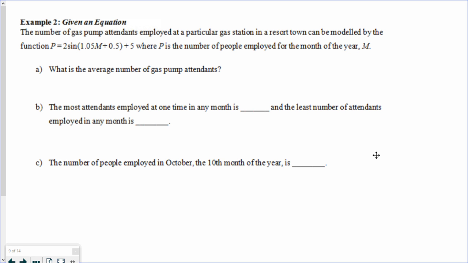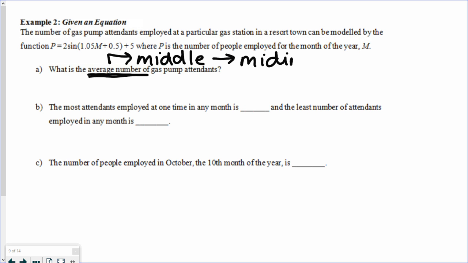From the equation, we can determine lots of different things, again remembering your characteristics from last time. A is your amplitude, B is related to the period, C is related to a horizontal shift, and D is your midline. So what's the average number of gas pump attendants that are employed? When we're saying average, think of the word middle. And so then your midline, which is your D value.